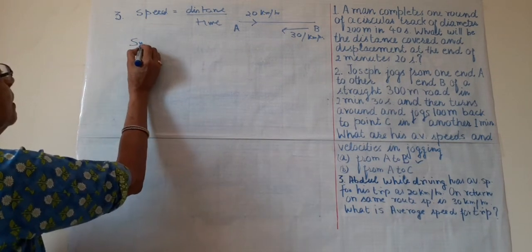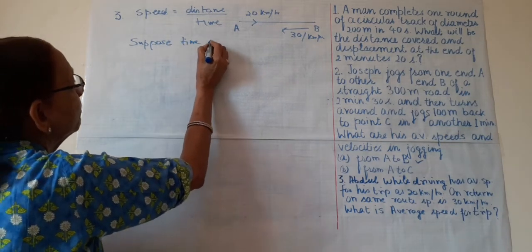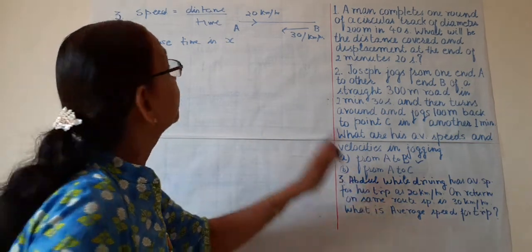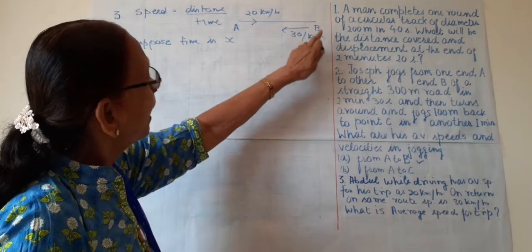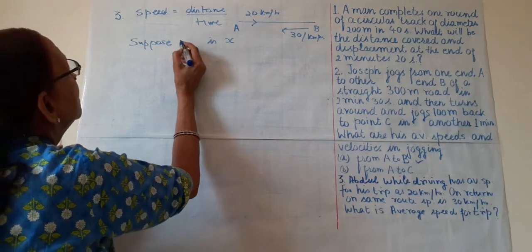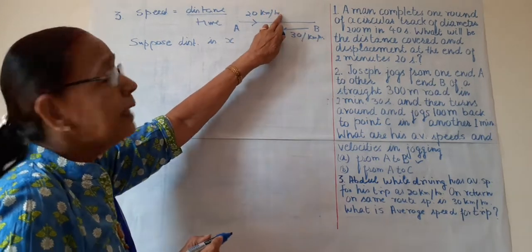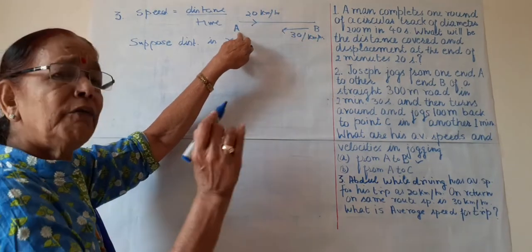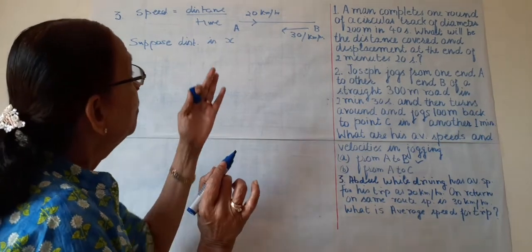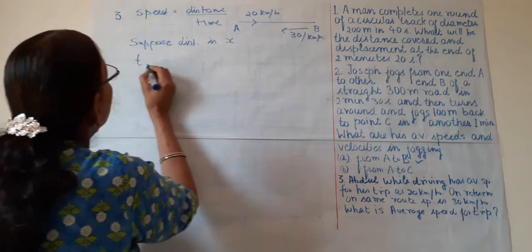So we will suppose the distance is x meters, because the path is same, this A to B and returning back from B to A. So this distance A to B is x, so the distance from B to A will also be x. Suppose the distance is x. Now what will be the time? Time from going A to B.